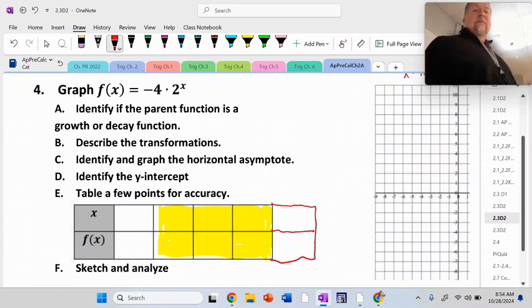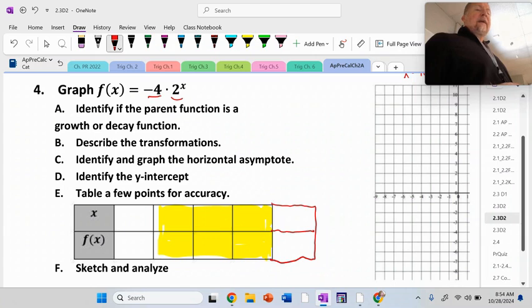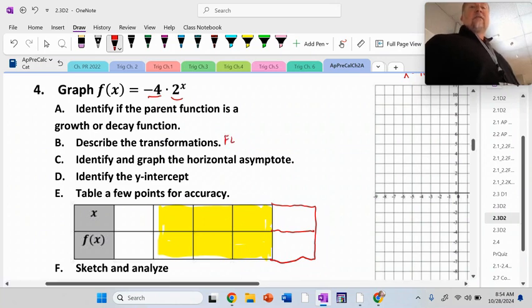Well, I guess I could describe the transformations. And then is this growth or decay? Well, we got to be careful. I have a base of 2, so that should be growth. But then I'm multiplying by a -4. What does that negative in the front do to the graph? Flips it over the x-axis. So now it's below the asymptote. So I'll answer that at the end, possibly. But the transformations are what I just said there. Flip vertically, a vertical flip.